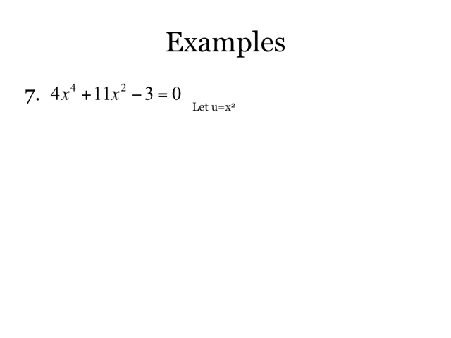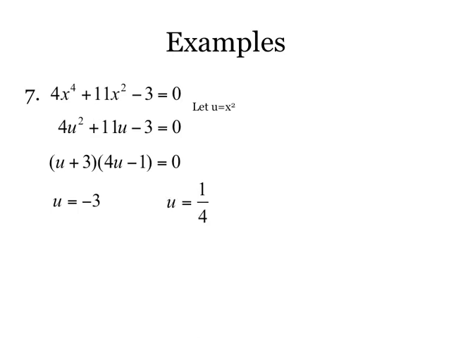Now by doing that, that simplifies the problem back down to a quadratic. So this becomes 4u squared plus 11u minus 3 equals 0. And by doing that, well, we've actually already solved this, right? This factors to (u plus 3)(4u minus 1), and we have u equals negative 3, u equals 1/4. We just did that factoring in the last example. But you're not solving for u, you're solving for x.